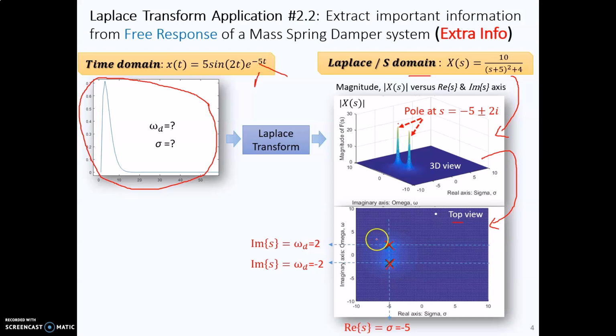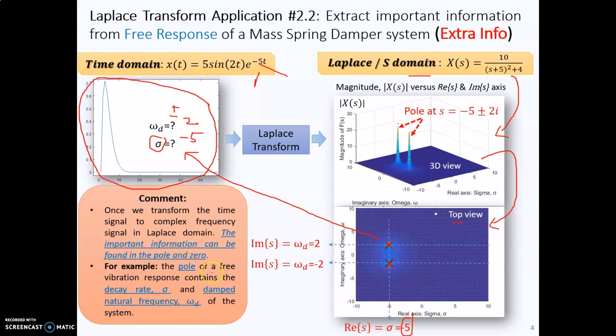This pole carries important information for omega d and sigma, where you can see that sigma is equal to -5 here, and your omega d is equal to 2, where the plus minus indicates the direction of rotation, either counterclockwise or clockwise. So in summary, we can obtain useful information in the Laplace domain, and the pole gives us important information such as the decay rate and also the damped natural frequency omega d.